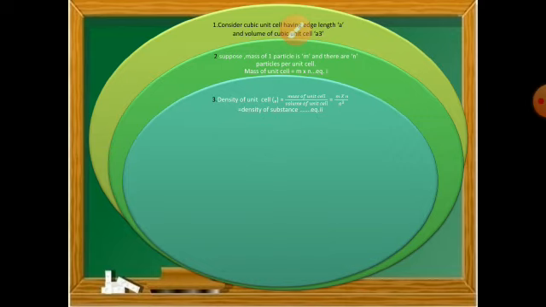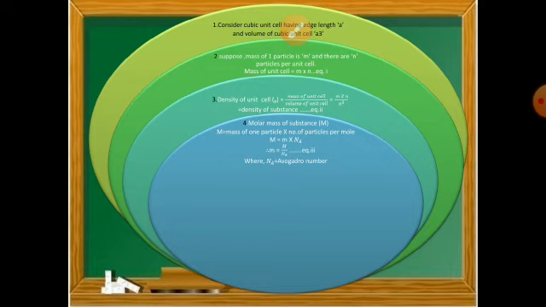Mass of unit cell is nothing but small m into small n, and the volume of unit cell is nothing but, it is a cube. So this is nothing but the density of substance. Now this is my equation number 2.